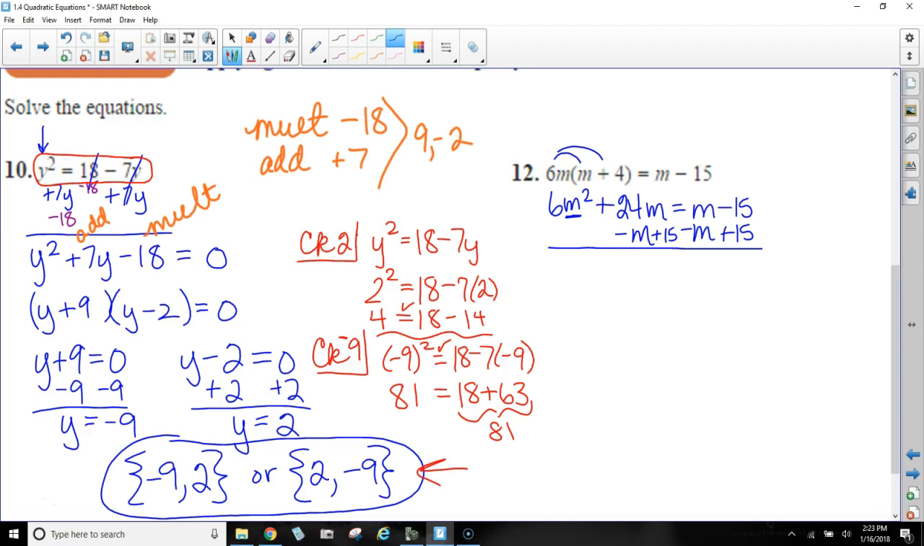So what we have is 6m squared, 24m minus m is 23m. Bring down that 15 that we added to both sides equals, and on the right-hand side, everything falls out, giving us 0. So the first step always is to write our quadratic equations with everything on one side and then equals 0.